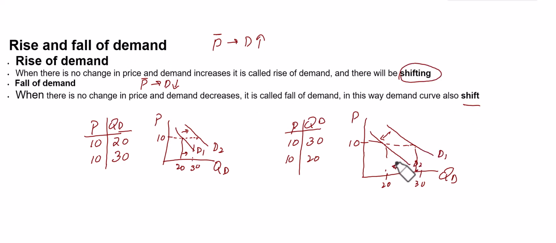So in case of rise and fall, there will be shifting of the demand curve, and we have at least two demand curves in case of shifting, while in case of movement we have only one demand curve. We are changing our position from point A to B, then point B to C. But in case of rise and fall we have separate demand curves, and there will be shifting of the demand curve. The demand curve is shifting because of those factors which are being kept constant. So when those factors change, then there will be shifting of the curve.